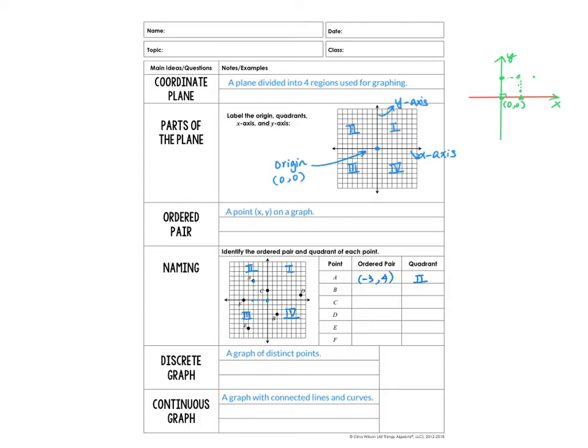I'll do C. If you look at C, I'll use red. So again, I start with the origin. I can't move. If I cannot move, I'm 0. In fact, all the x values for any points on the y-axis, the x value is always 0. And then from there, I move up by 2. So that's +2. I'm sorry, this is C, not B. In this case, this is not in any quadrant. This is on the y-axis.